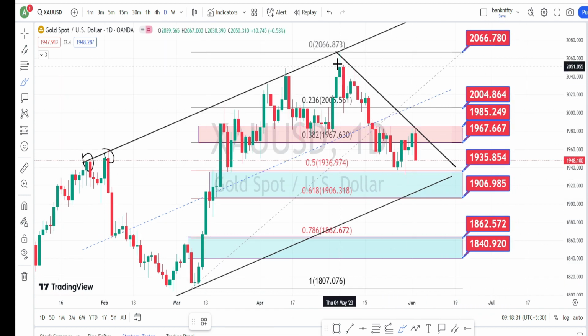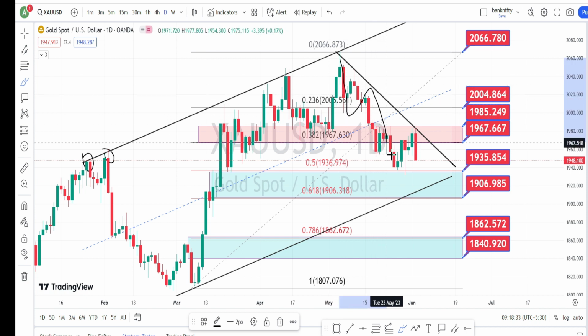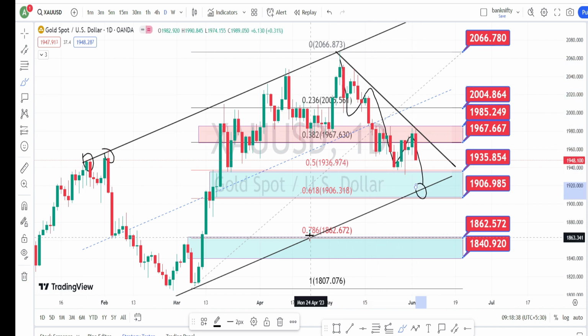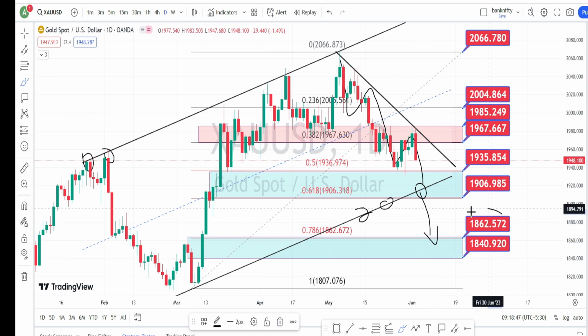So to summarize, currently the price action in daily time frame is in a bearish side retracement, and only when the price action breaks this bullish channel pattern trend line or the support line, we can expect the further continuation of the bearish trend, and only when the price action breaks this lower support level, which is between 1862 to 1840, we can expect the bearish side trend reversal to start in daily time frame.